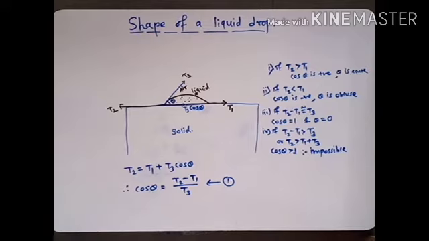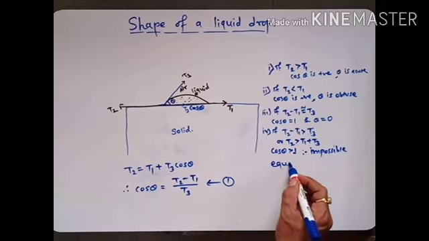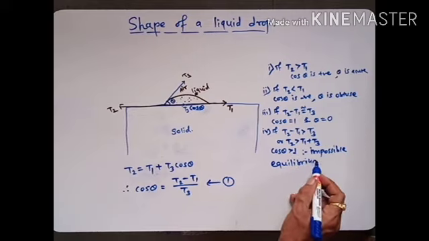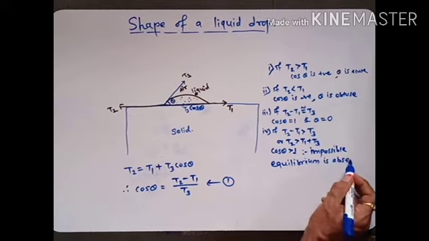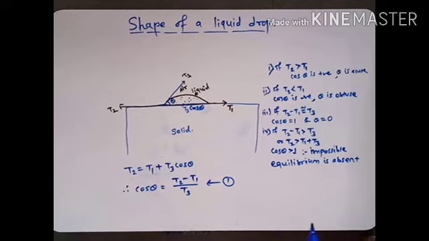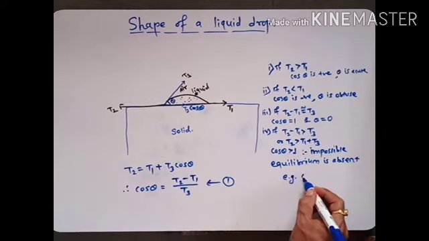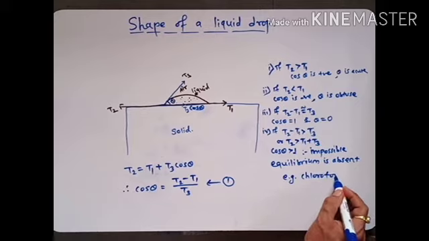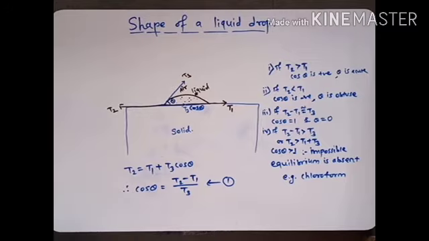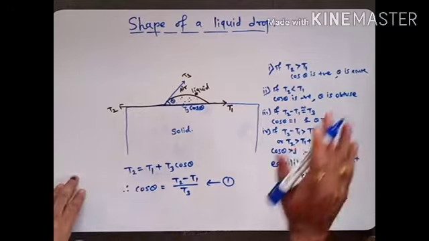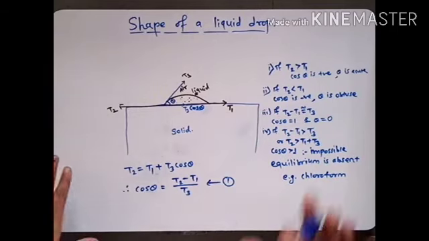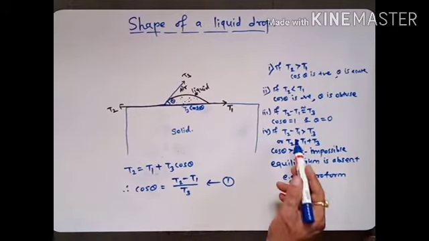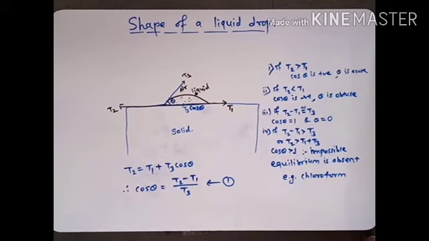Cos theta greater than 1 is impossible, and equilibrium is not formed. Equilibrium is absent, therefore the liquid doesn't form a drop. It spreads on the surface. For example, I will give chloroform. That means chloroform doesn't form a drop. Whenever we pour chloroform on, suppose, a white sheet, it spreads and forms a film. This is the case. I hope you all understand this.